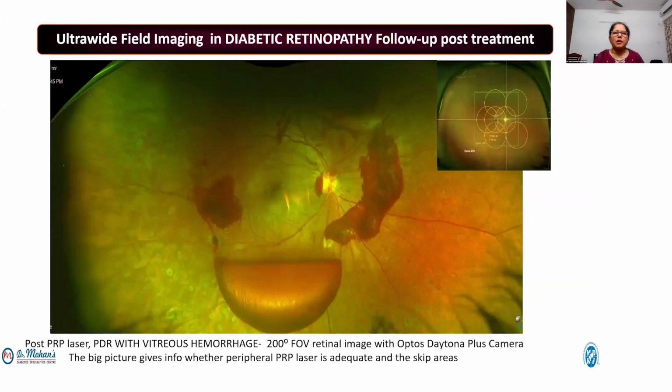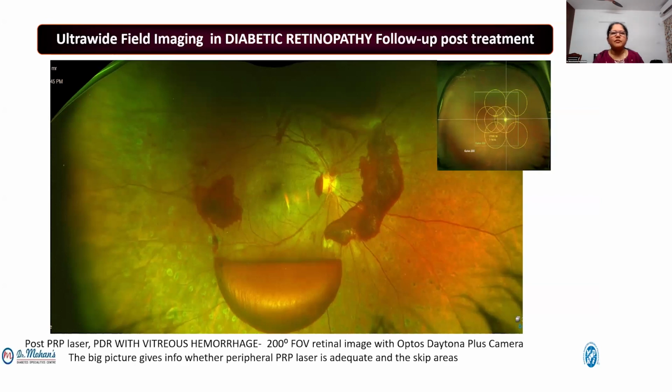And this is one of our patients where even after a good PRP follow-up visit, we see this patient who has a pre-retinal hemorrhage and a vitreous hemorrhage. And this big picture gives us info whether the peripheral PRP laser has been done adequately and whether this patient has any further skip areas.